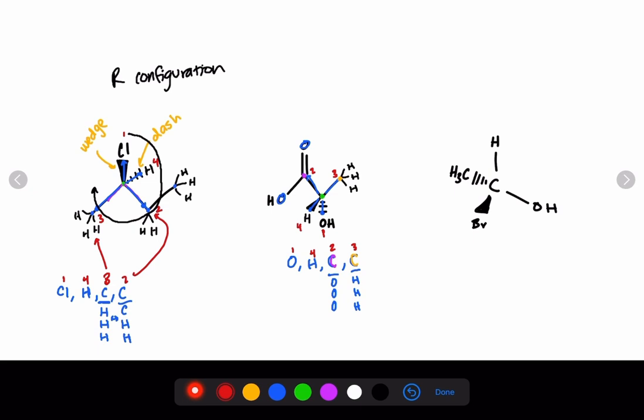So the 1 to 2 to 3 looks clockwise. So we think it looks like R, but we need to reverse it because the 4th group is pointing towards us, so it is actually S. A little denotation that I like to use for this, or that I was taught with, was we write R, but then we actually draw an arrow to S. So we know that it's actually the S configuration.